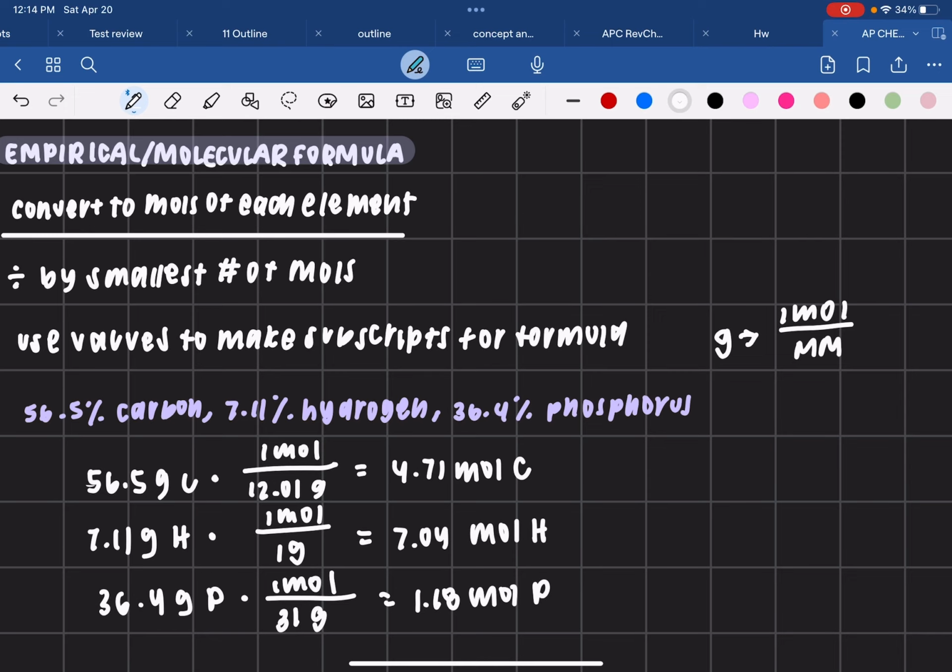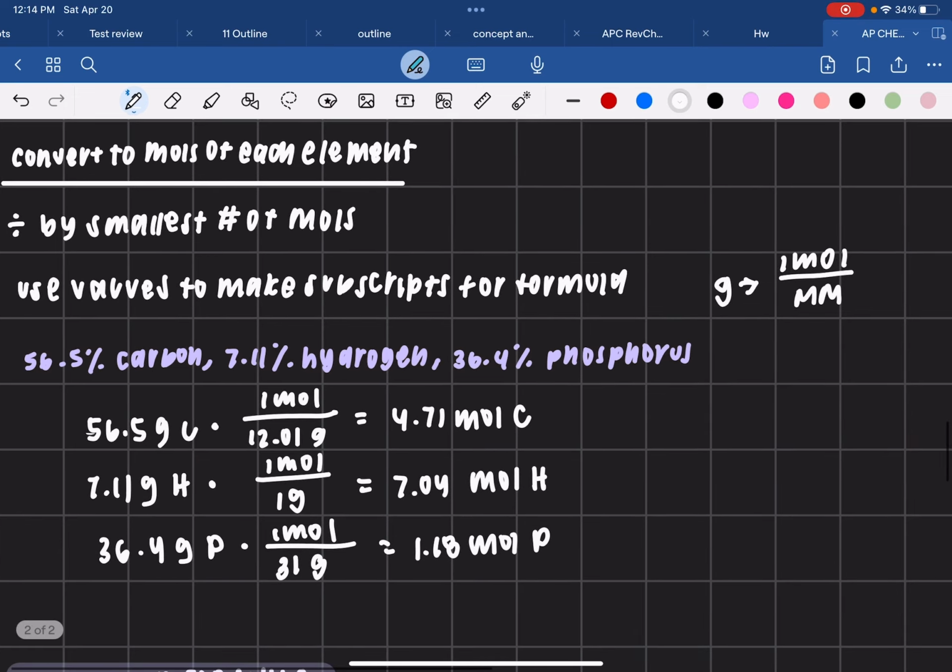All right, now next step is to divide by the smallest number of moles. As we can see here, our 1.18 moles of phosphorus is the smallest out of the 3 that we have. So we're going to divide each moles that we have by 1.18. And we get 4, 6, and 1.